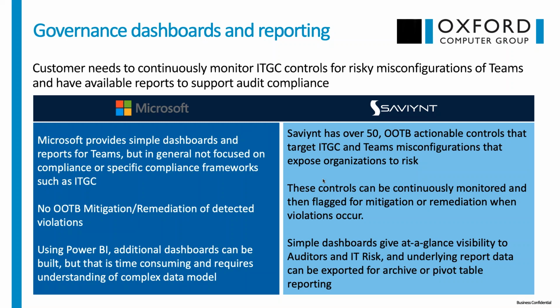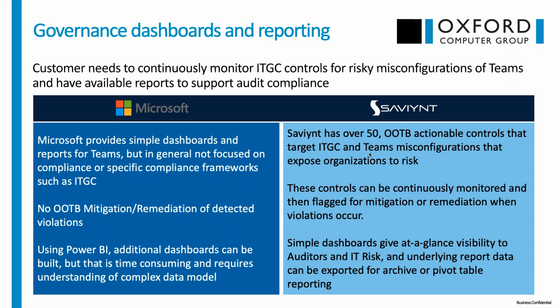So on the Saviynt side, Saviynt has out-of-the-box 50 different actionable controls that look at the ITGC benchmark, if you will, and measure Teams and other applications against that to look for very common misconfigurations, like having Teams channels exposed to external users that potentially have sensitive data in them, or Teams that have, for instance, a lot of guest users with no significant employee user monitoring or managing the team.